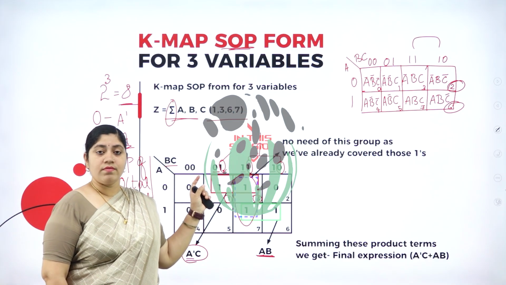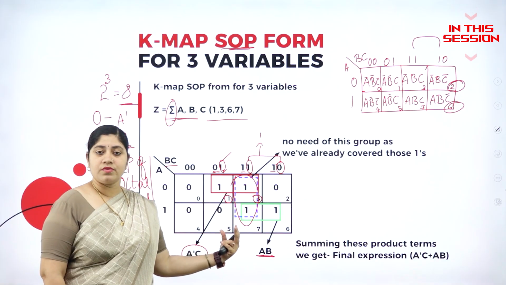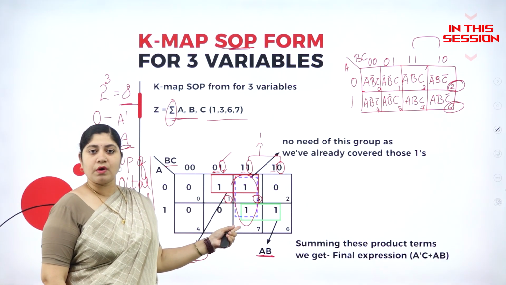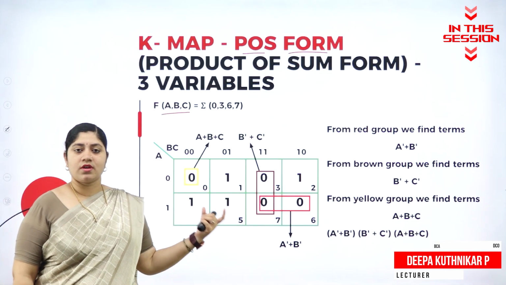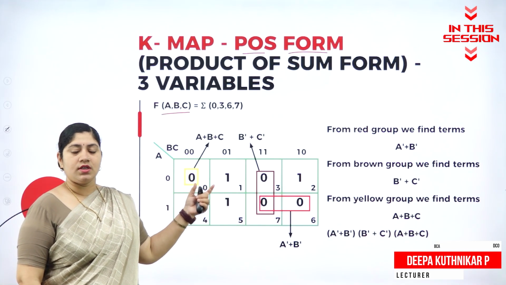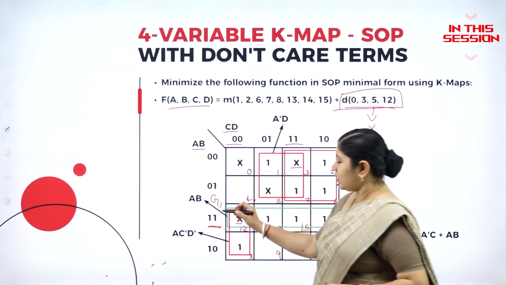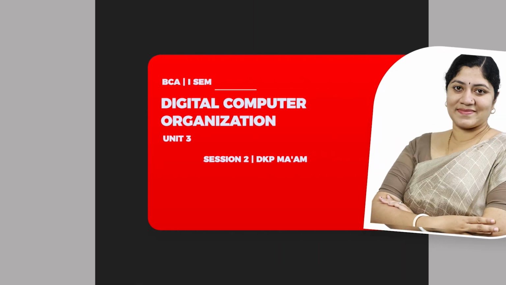Only when you have a single one which is not grouped with any of the neighboring blocks, then you can go forward and form a group of that value. What is the number of variables? We can see here it is ABC. The number of cells will be 2 power 3. It is 8, so we have to draw 8 cells. You can represent either group 1 or you can directly represent it as a quad 1.